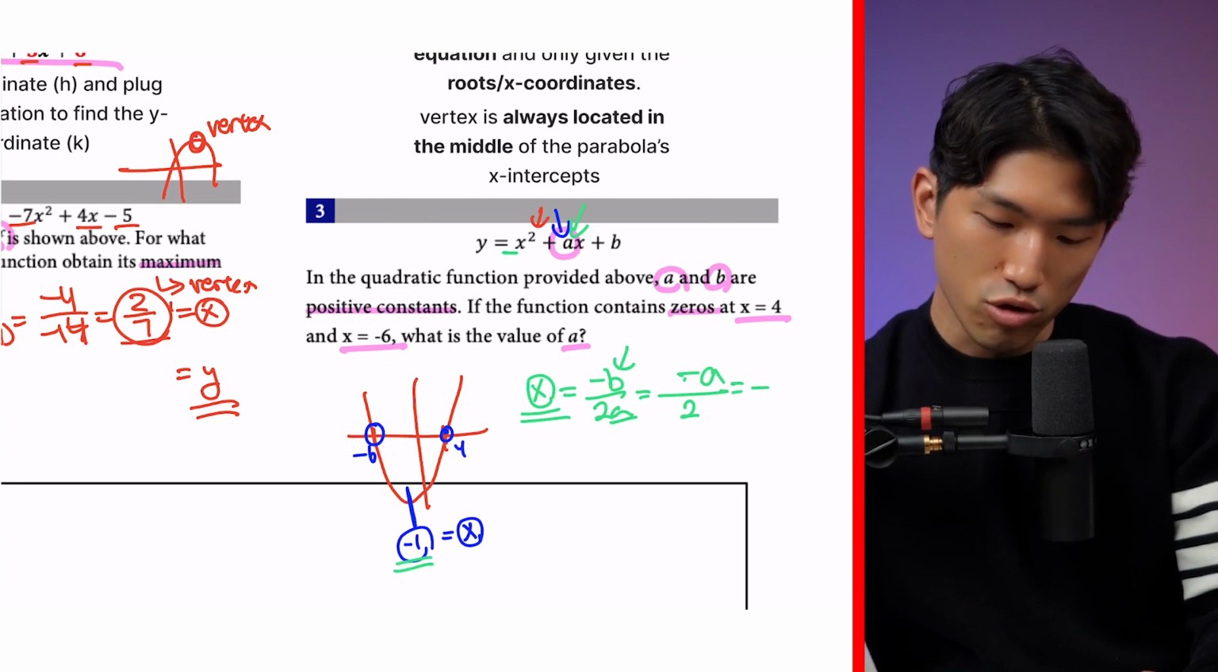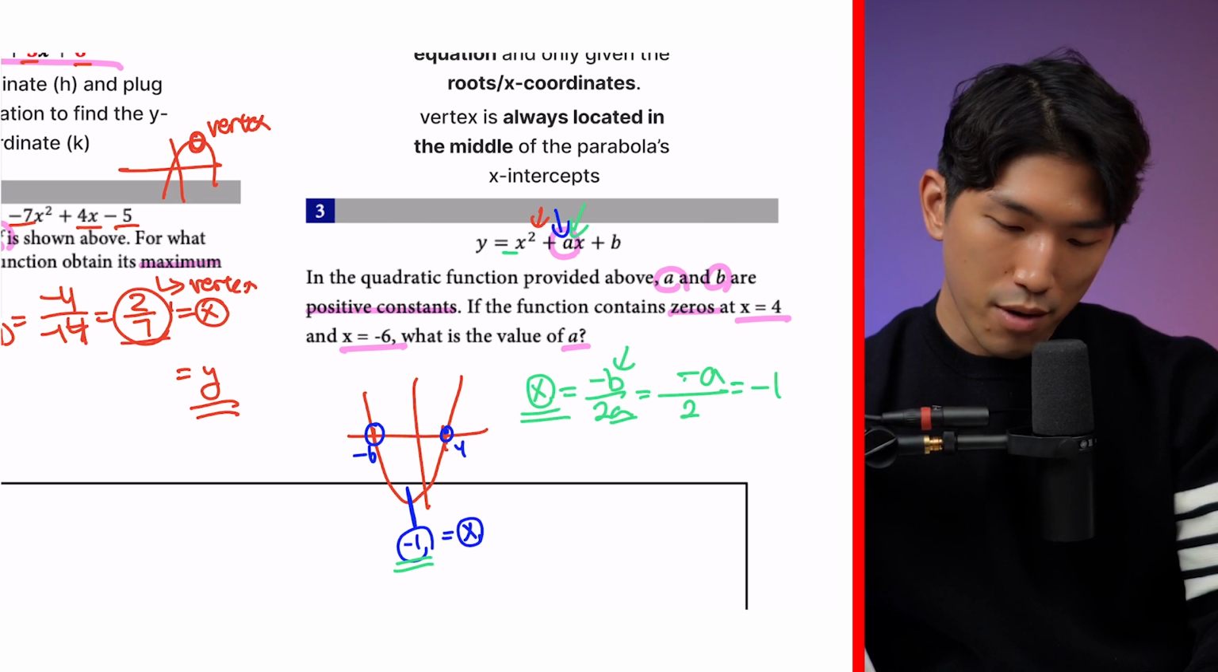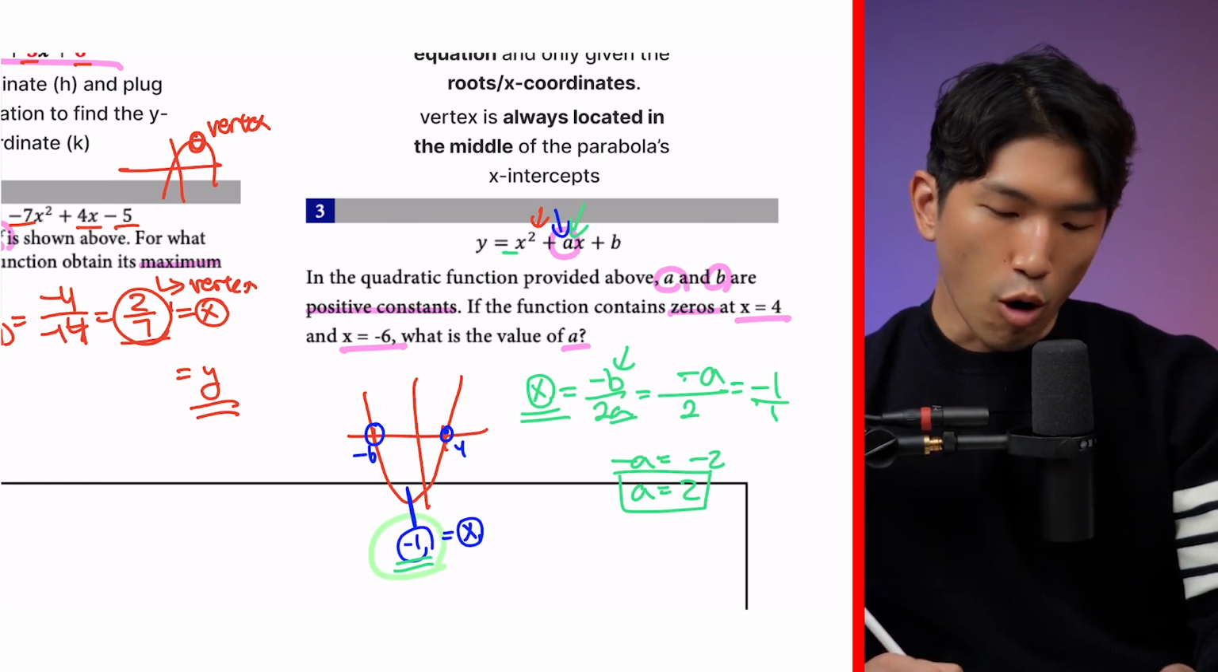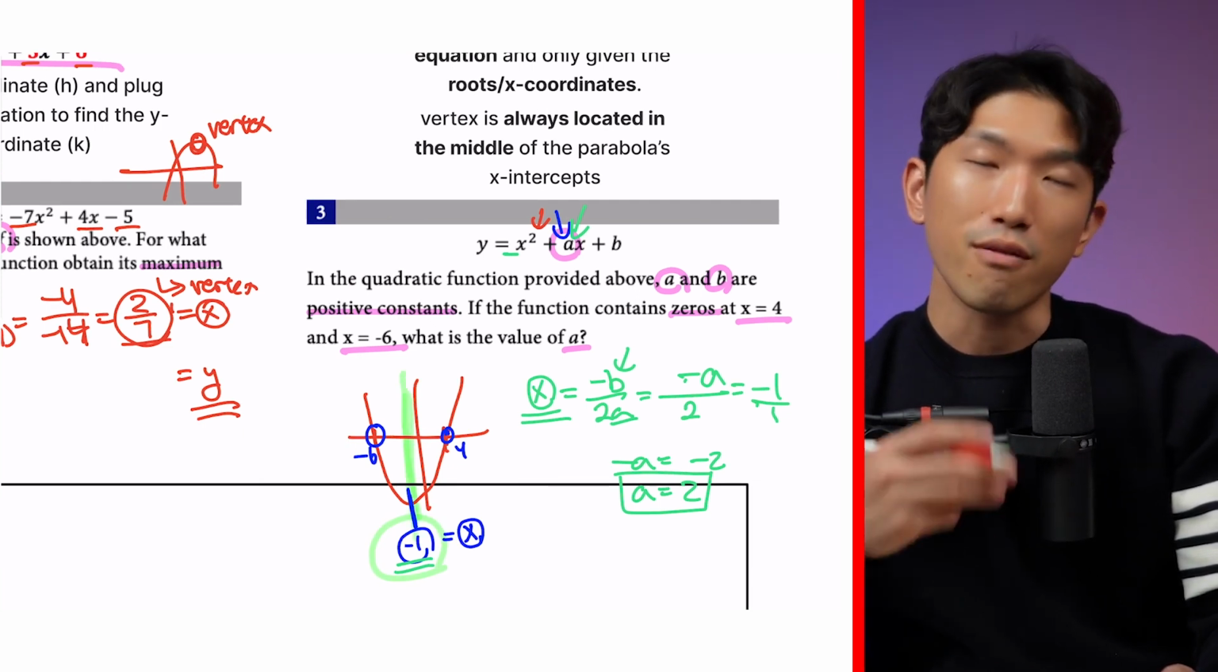So we're just going to set it equal to minus 1, which means when we cross multiply, we're going to get minus a is equal to negative 2. Our a value is just going to be positive 2. Does that make sense? So the main idea here is that the vertex is always going to be located in the middle of the two roots.